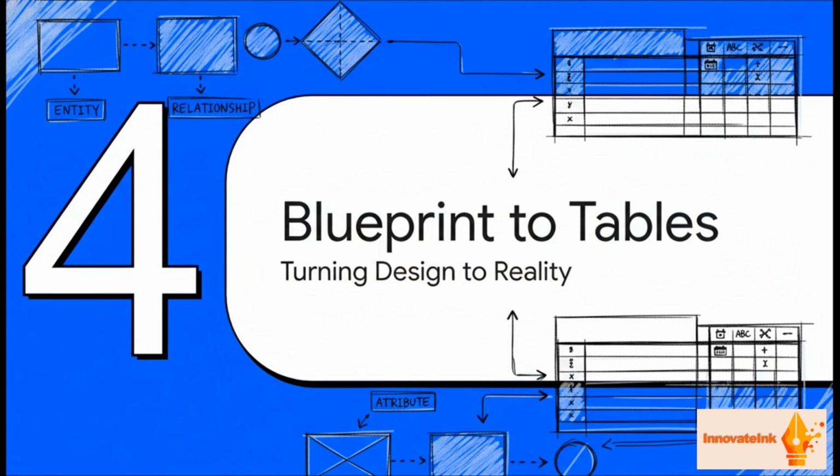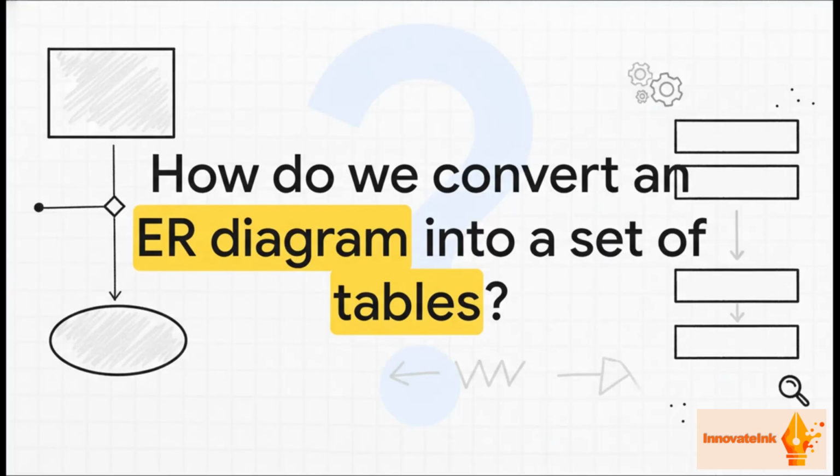Okay, this is where the rubber meets the road. We've drawn up our abstract blueprint. We've defined all the rules. Now for the most important part. How do we take that design and turn it into actual real-life database tables that can hold our data? So, how do we translate these drawings of boxes and diamonds into a real working database? Well, it's not magic. It's actually a pretty straightforward process once you know the rules.